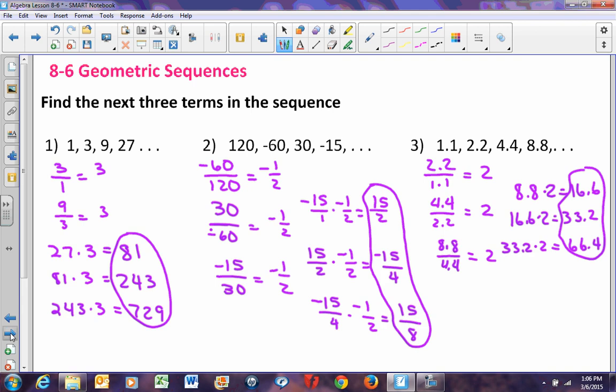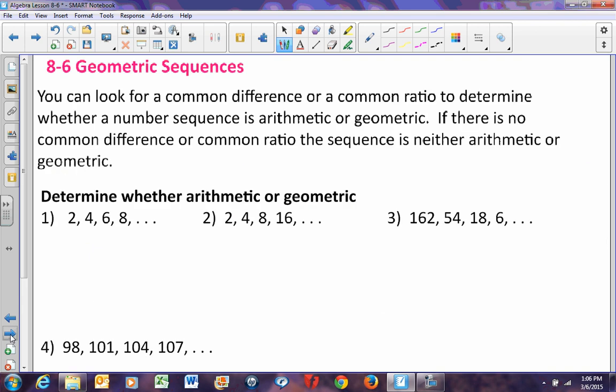Now, sometimes you have to be able to determine whether or not we have a geometric sequence or an arithmetic sequence. And you can look for a common difference or a common ratio to determine whether a number sequence is geometric or arithmetic. If there is no common difference and no common ratio, then it's neither arithmetic nor geometric. It may be a different type of sequence altogether, or it may not even be a sequence at all.